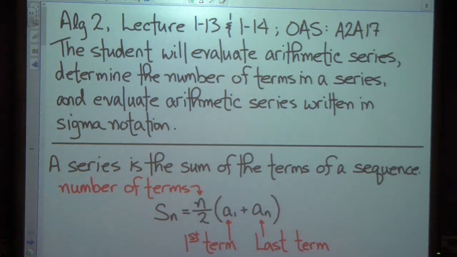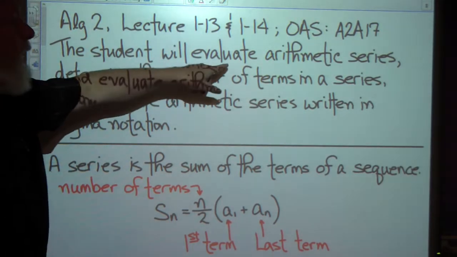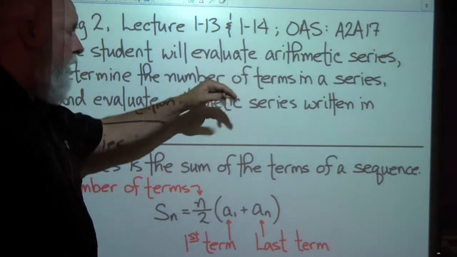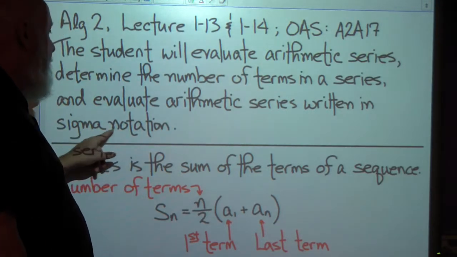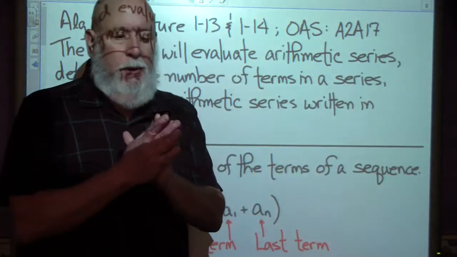Alrighty, Algebra 2, Lecture 113, 114, OAS A2A17. The student will evaluate arithmetic series, determine the number of terms in a series, and evaluate arithmetic series that are written in sigma notation. Okay, I want to start out by just defining what a series is.